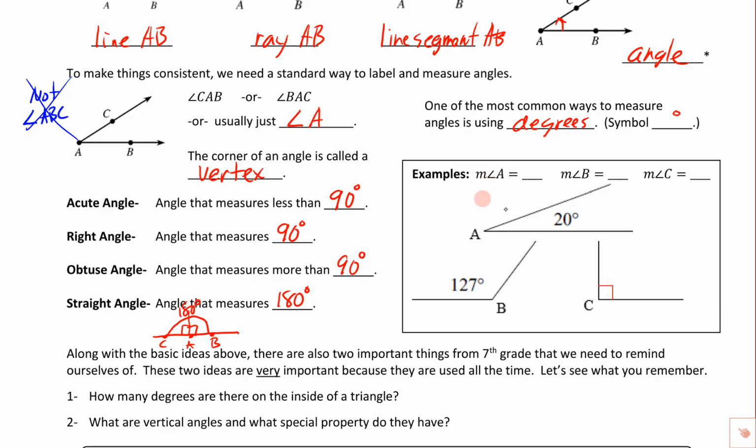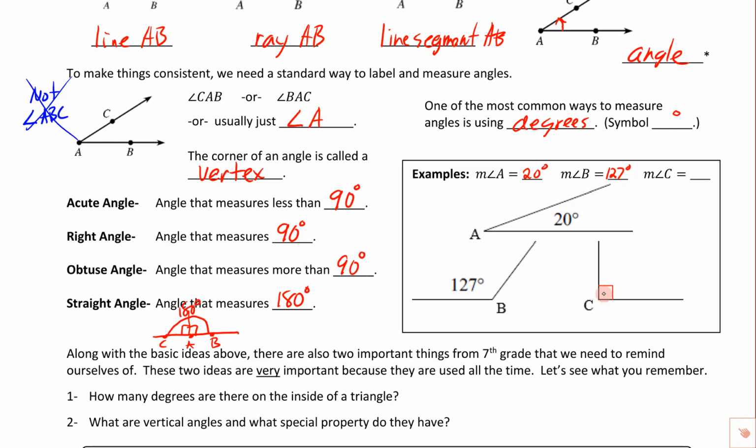So let's take a look down here and let's measure these. Let me mention this now. As a reminder, when we have this script M written in front of the angle symbol, we read this as the measure of angle A. So if you see the M, it stands for measure. The measure of angle A is 20 degrees. The measure of angle B is 127 degrees.